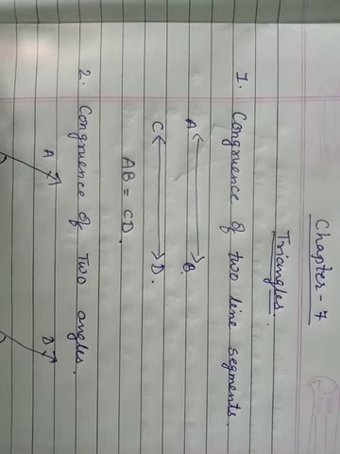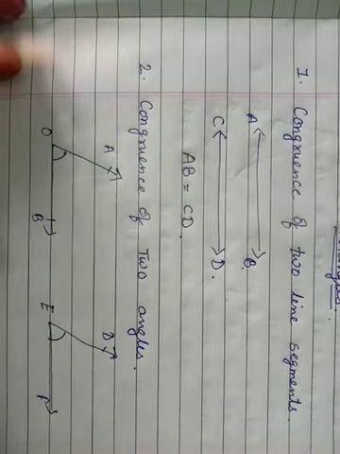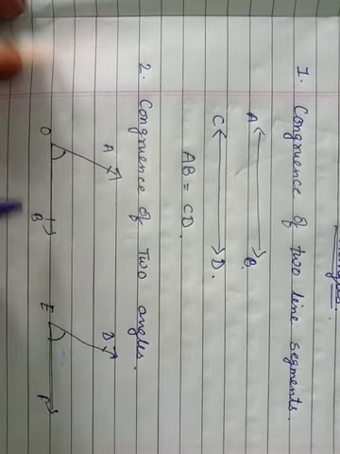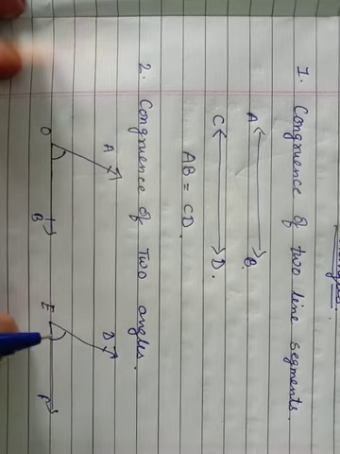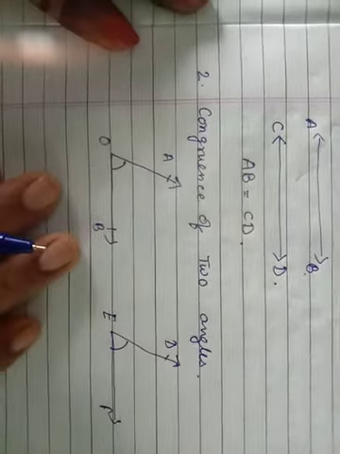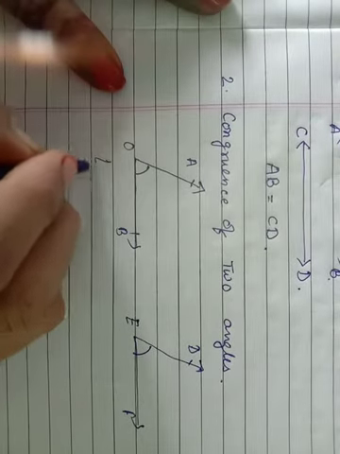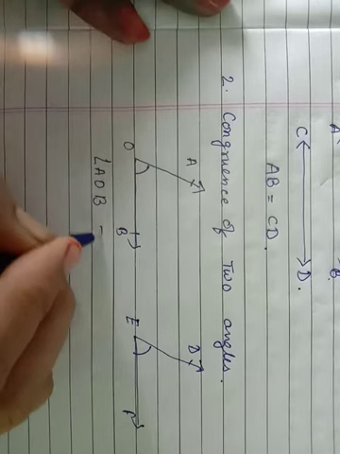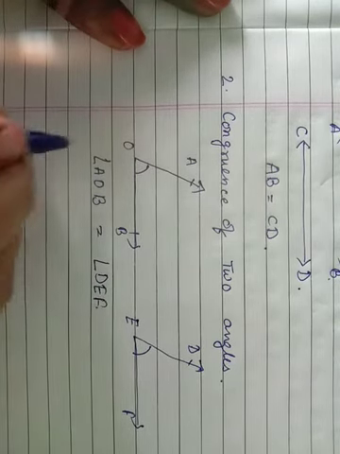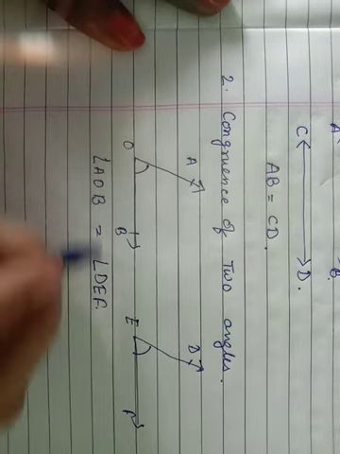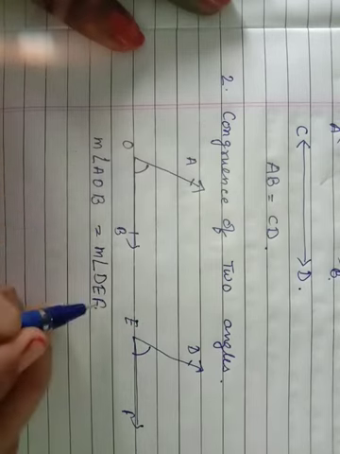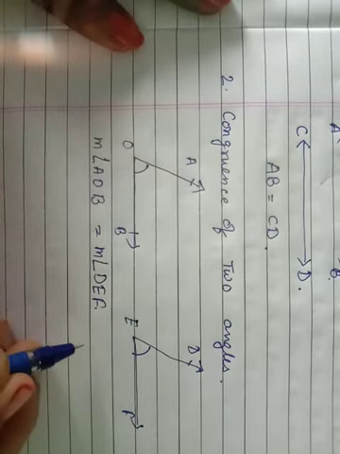Now see what is congruence of angles. Suppose these are two angles, angle AOB and angle DEF. When we say that these angles are congruent, when angle AOB is equal to angle DEF, when the measures of these angles are equal, then we say that the angles are congruent to each other.